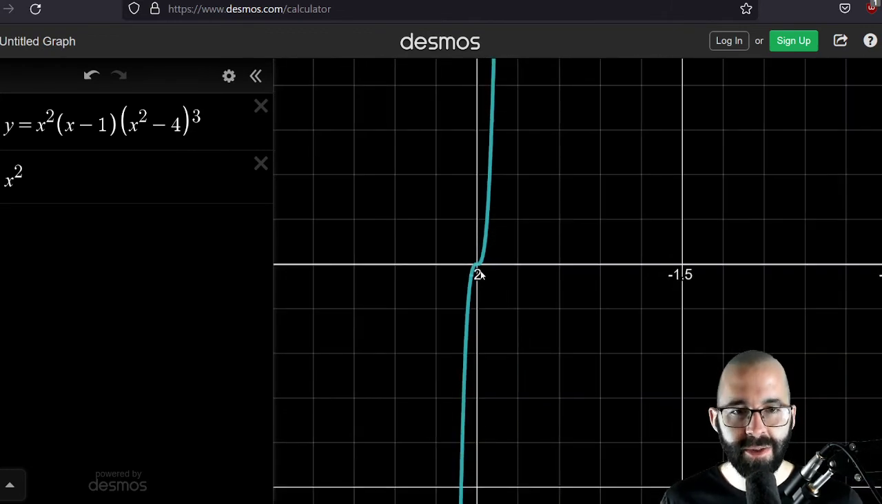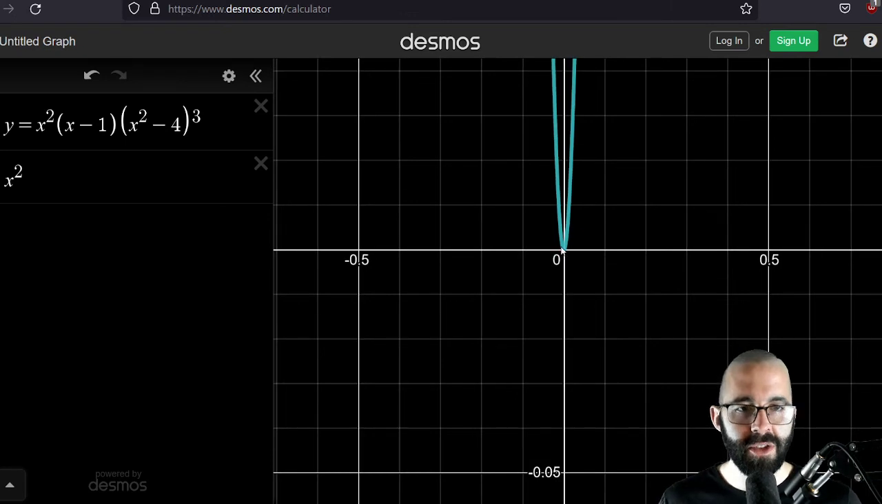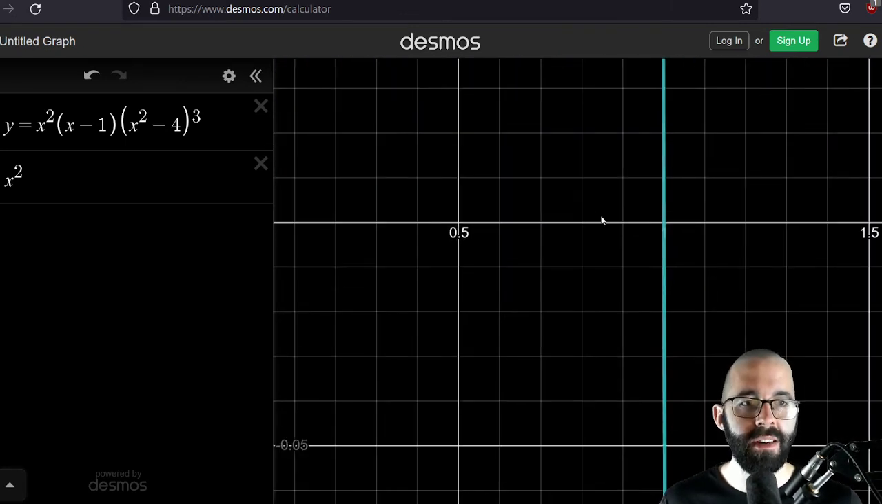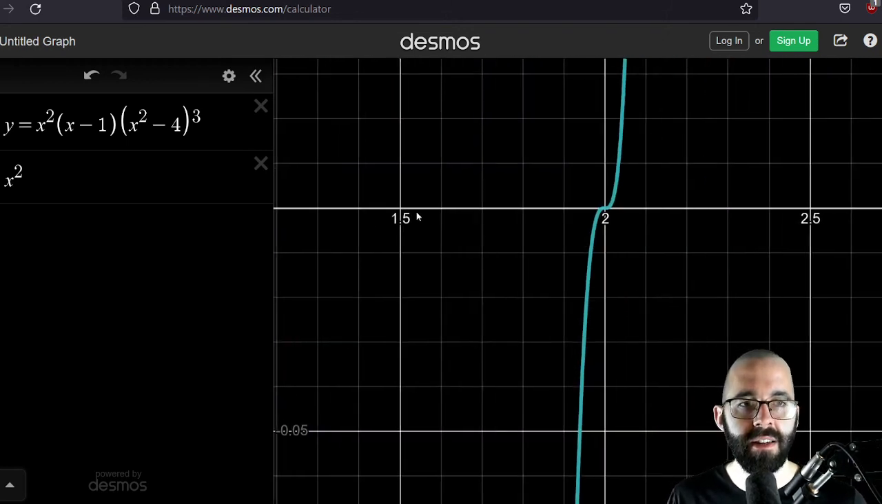So this -2 has multiplicity 3. It behaves like a cubic function. 0, multiplicity 2, behaves like a parabola. 1, multiplicity 1, behaves like a line. 2, multiplicity 3, behaves like a cubic function around there. Great.